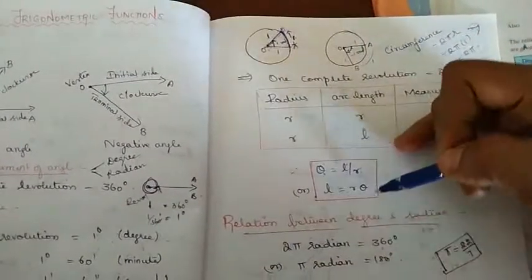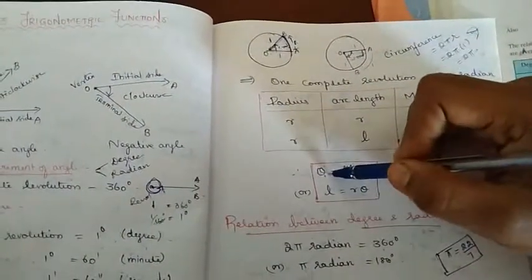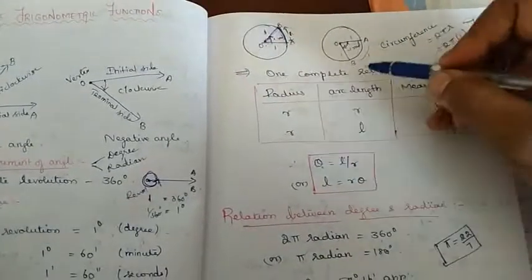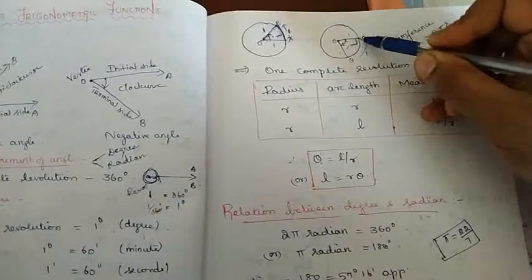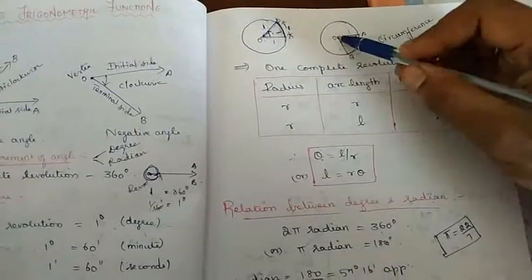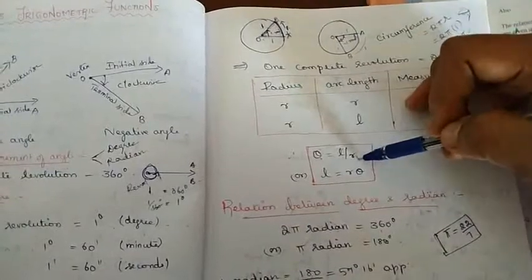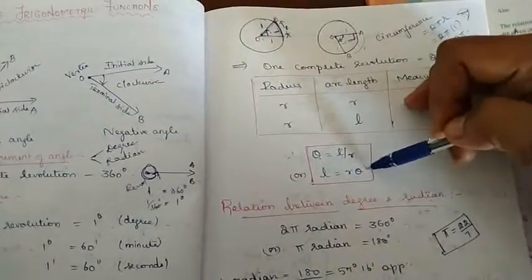The relation between theta, L and R: theta is the angle in radian, L is the arc length, and R is the radius of the circle. Theta is L by R, or L is R theta.